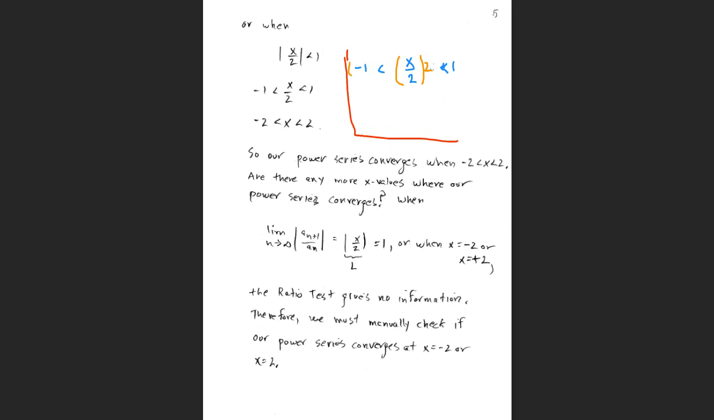I can multiply through by 2 everywhere. But since 2 is positive, that doesn't change the inequality. So x is less than 2 and greater than -2. And so for these values of x, the power series will converge. The power series will converge when x is between -2 and 2.